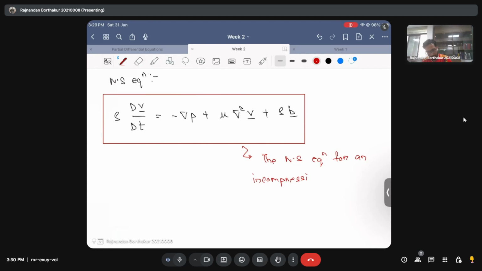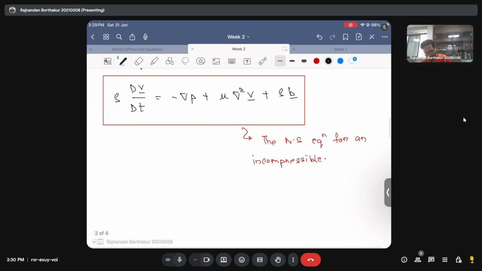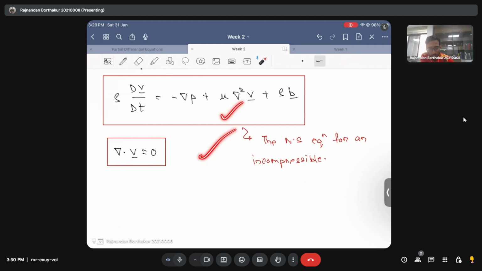Okay. And since you have written this for an incompressible fluid, you also have the continuity equation, which takes the following form: divergence of velocity is equal to 0. So these two equations are what, throughout this course, you will see that we will find strategies of actually solving. That's actually the crux of this viscous fluid flow course.